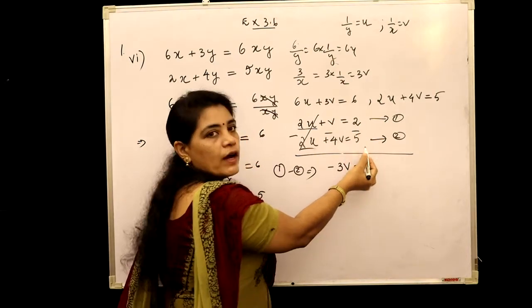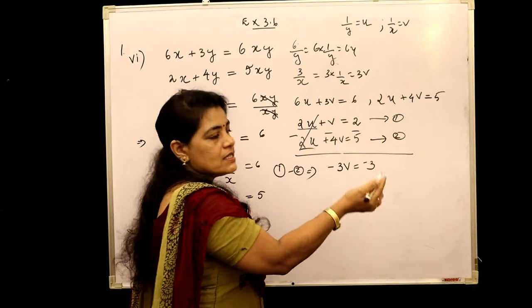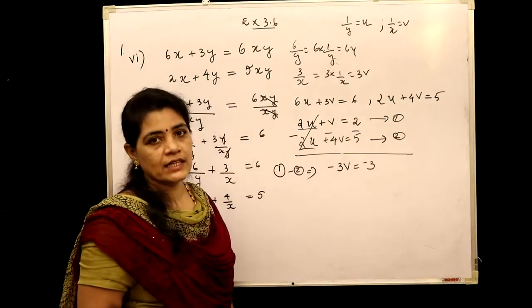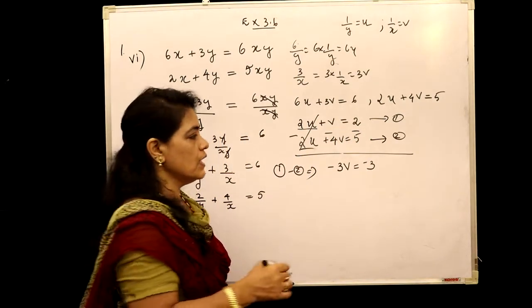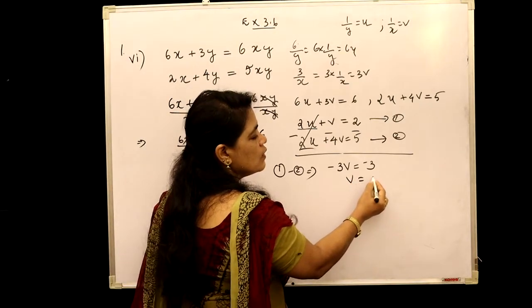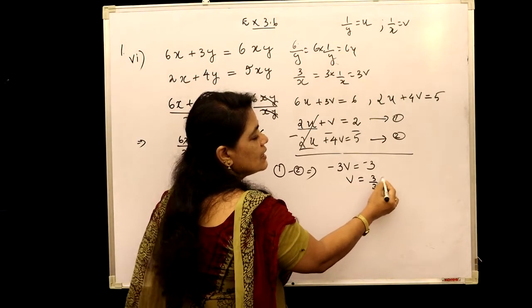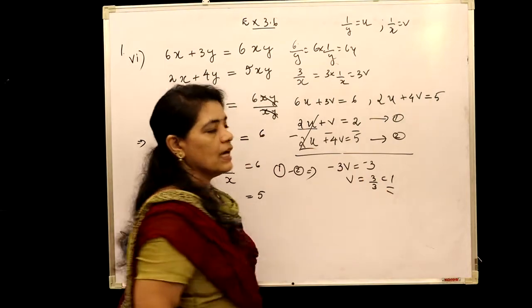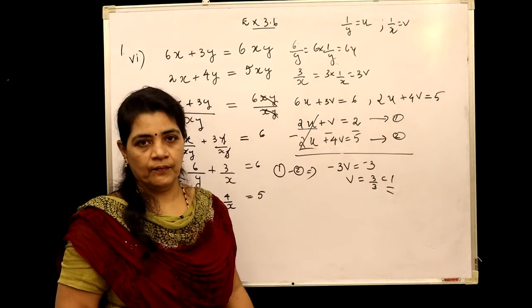Equal to 2 minus 5. Take the difference, and the sign will be negative, negative 3. So from here v is equal to 3 by 3, that is 1. Negative, negative get cancelled. So we got v as 1.